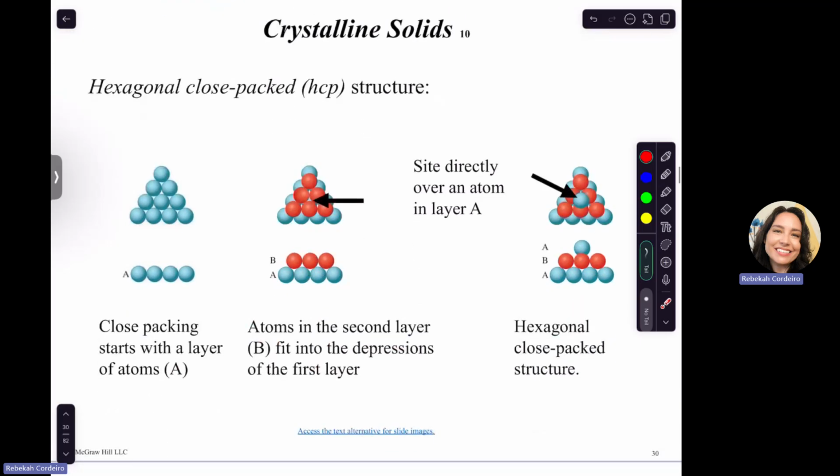We have two types of ways we can pack atoms into these structures: hexagonal close packed, or HCP. The whole name is hexagonal close packed, so don't just call it hexagonal. This is going to be a layer of atoms, and the B layer is in the depressions of the first layer. Then we have another A layer. So A, B, and A. If you see ABA, that's hexagonal close packed.